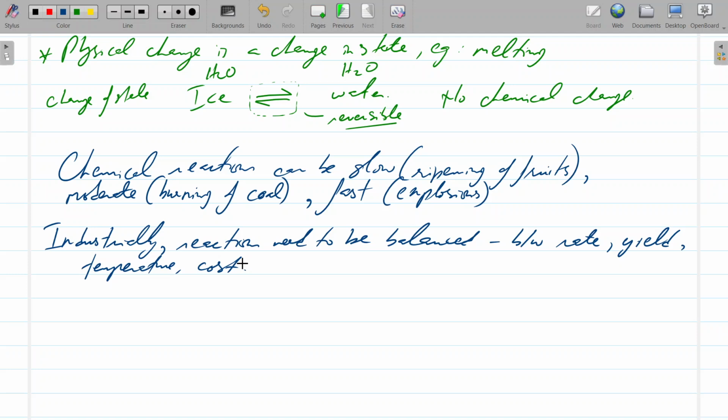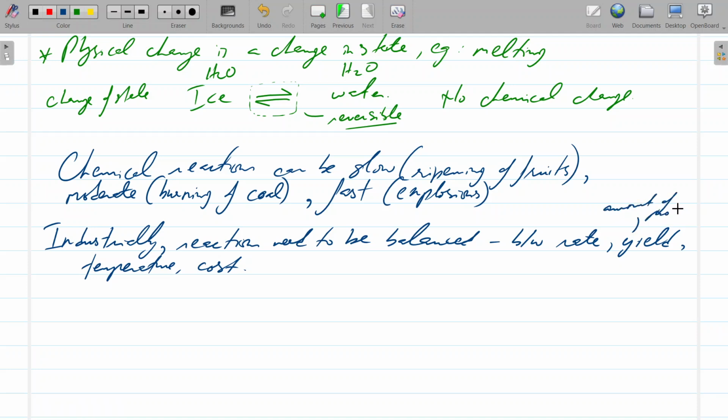If it's happening very fast, maybe you're not getting a good yield. Maybe the temperature needs to be very high, which is going to cost a lot, or you can't contain that temperature. And so industrially, there's a balance that is found. You've got chemical engineers and chemists, and they try to find a balance where you can have a reaction that gives you a sufficient yield, a sufficient amount of product.